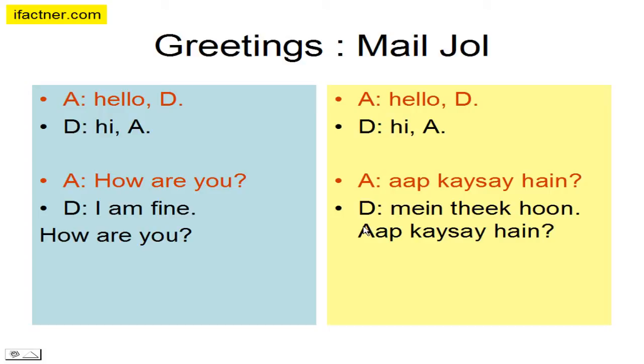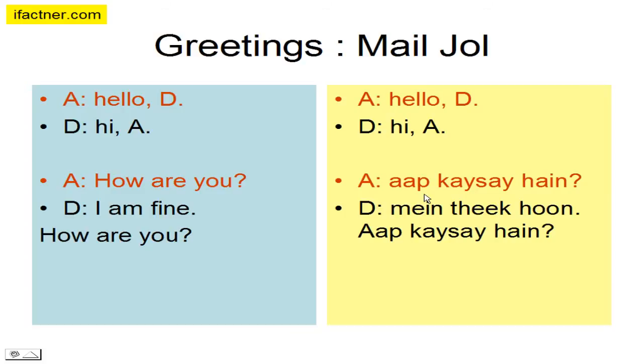And in Hindi and Urdu we will say मैं ठीक हूँ. मैं means I, ठीक means fine, हूँ means am. I am fine. You see that in Hindi and Urdu we usually use different grammar rules than in English. Therefore, मैं ठीक हूँ means I fine am. I am fine. आप कैसे हैं?